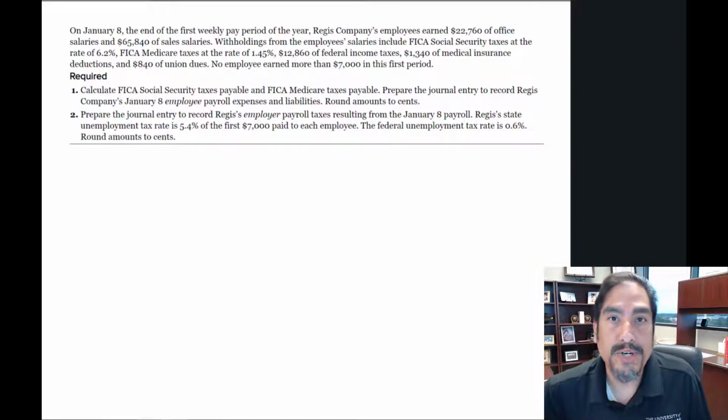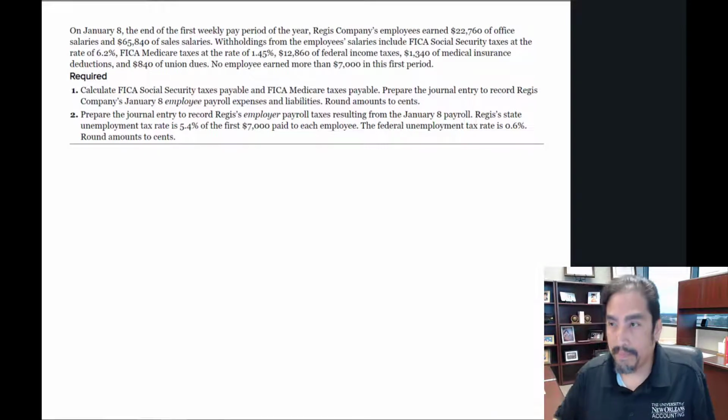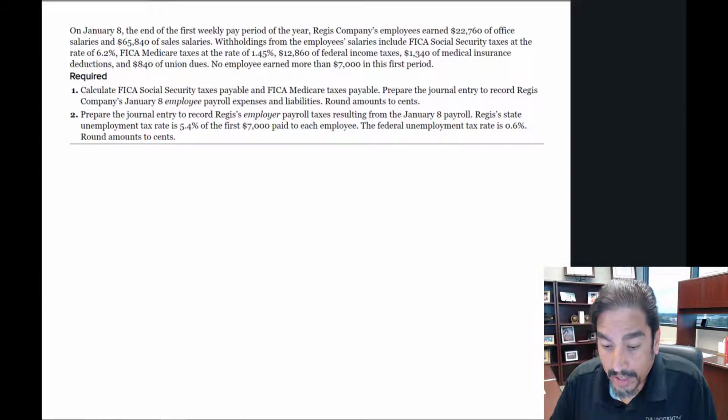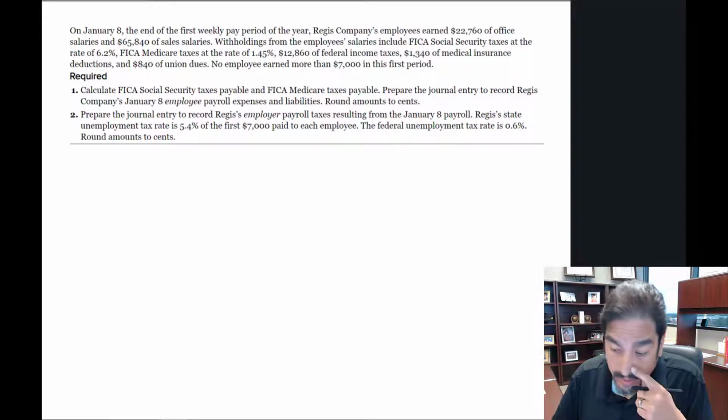This is the Chapter 9 in-class problem. On January 8th, the end of the first weekly pay period of the year, our employees earned $22,760 of office salaries and $65,840 of sales salaries. Withholding is Social Security at 6.2%, Medicare at 1.45%, federal income tax, medical insurance, and union dues. No employee earned more than $7,000 in this first period.